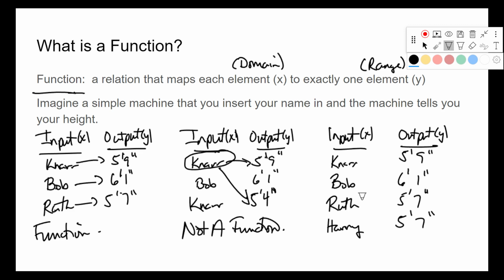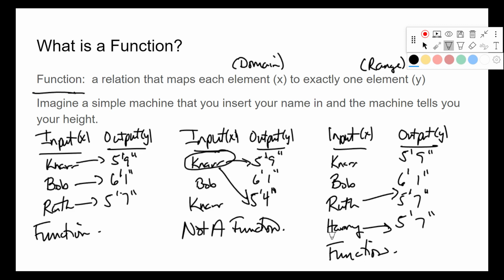Is it possible that both Ruth and Harry can be the same height? Well, I think the answer to that is obviously yes. There's a lot of people in this world that have the same height. So that's certainly possible. There's nothing wrong with that. Ruth has a height. Harry has their own distinct height. This is a function. That is also a function.